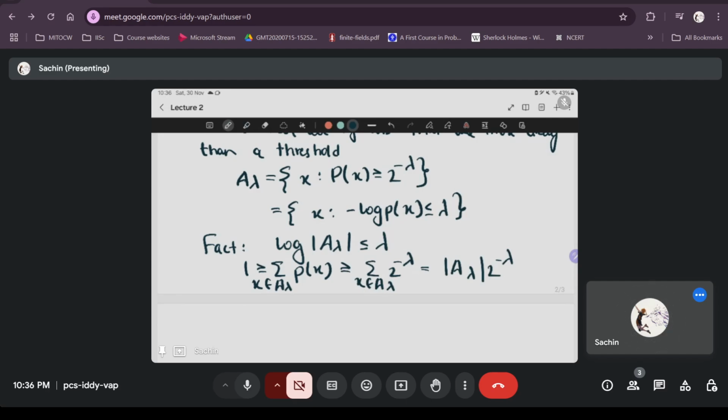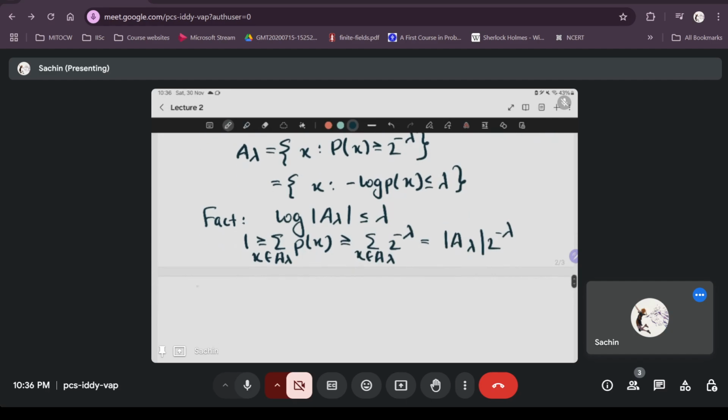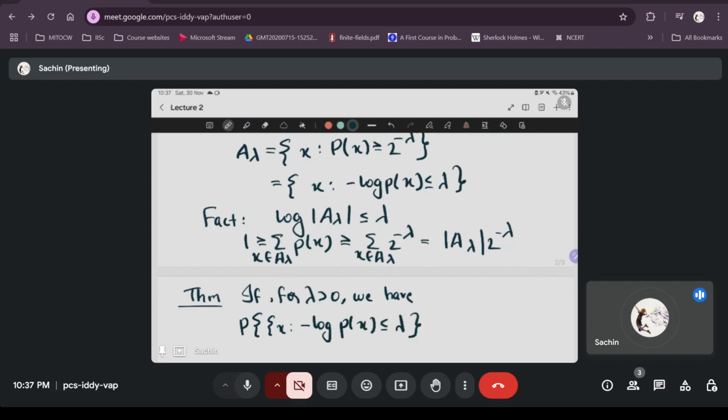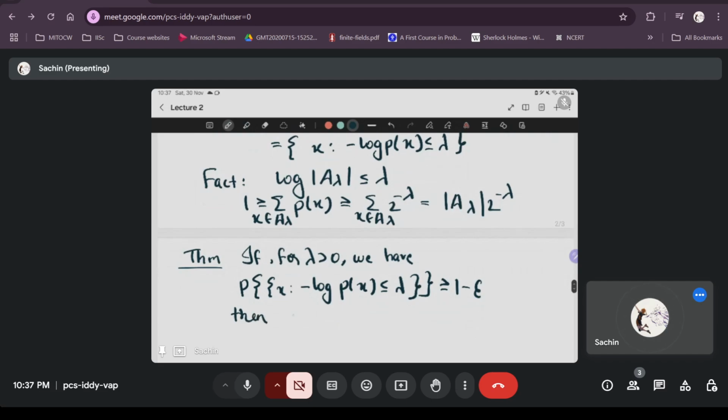Okay. Now we have a theorem. For lambda greater than 0, if p of the set of all x such that minus log p of x less than or equal to lambda is greater than or equal to 1 minus epsilon, then L epsilon of p is less than or equal to lambda.